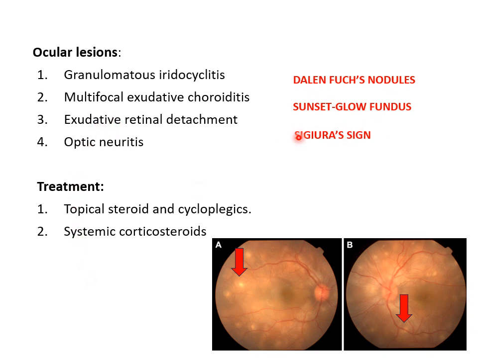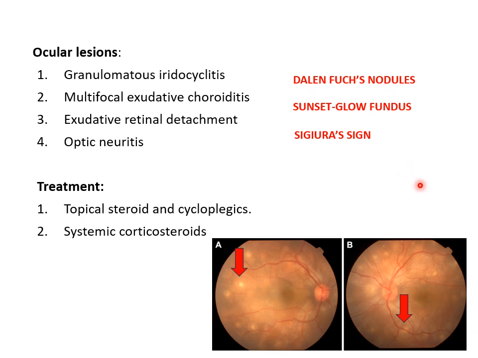A sunset glow fundus is basically once these lesions are healed, there is a depigmentation that happens, and that is known as a sunset glow. There is a depigmentation of the entire fundus, and there is an optic disc in the center which appears red, and the rest of the fundus appears darkened. That is a sunset glow fundus.